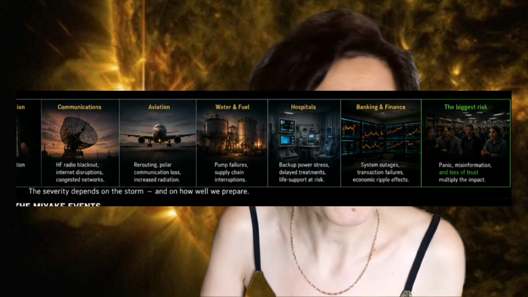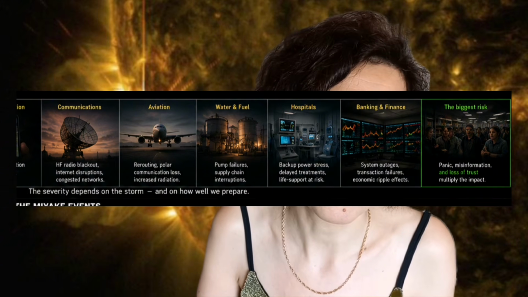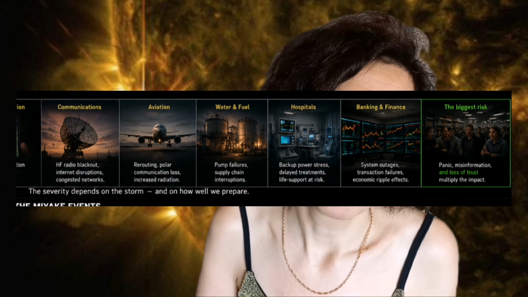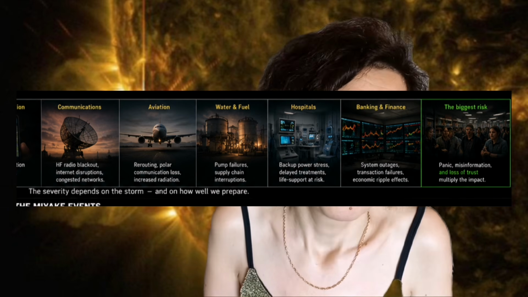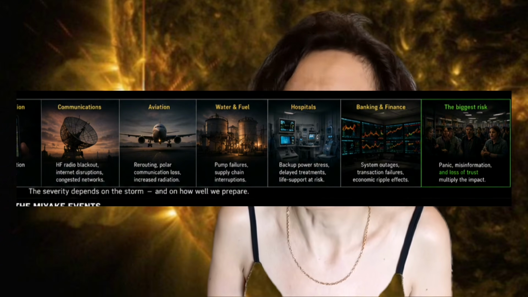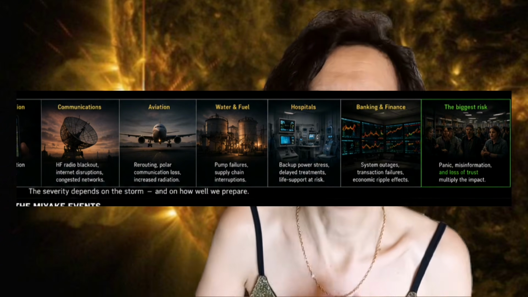There could be regional or even global blackouts. But worst of all, there would be such panic that would cause the greatest horror. But there is good news, don't worry.